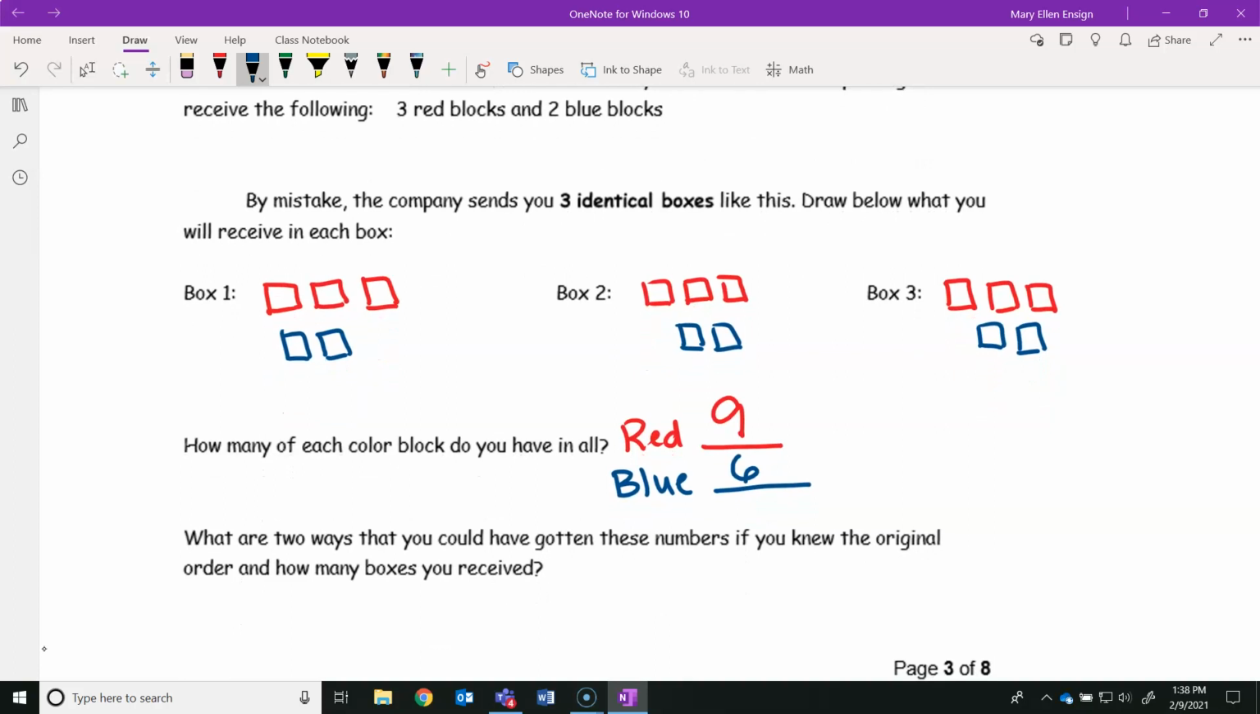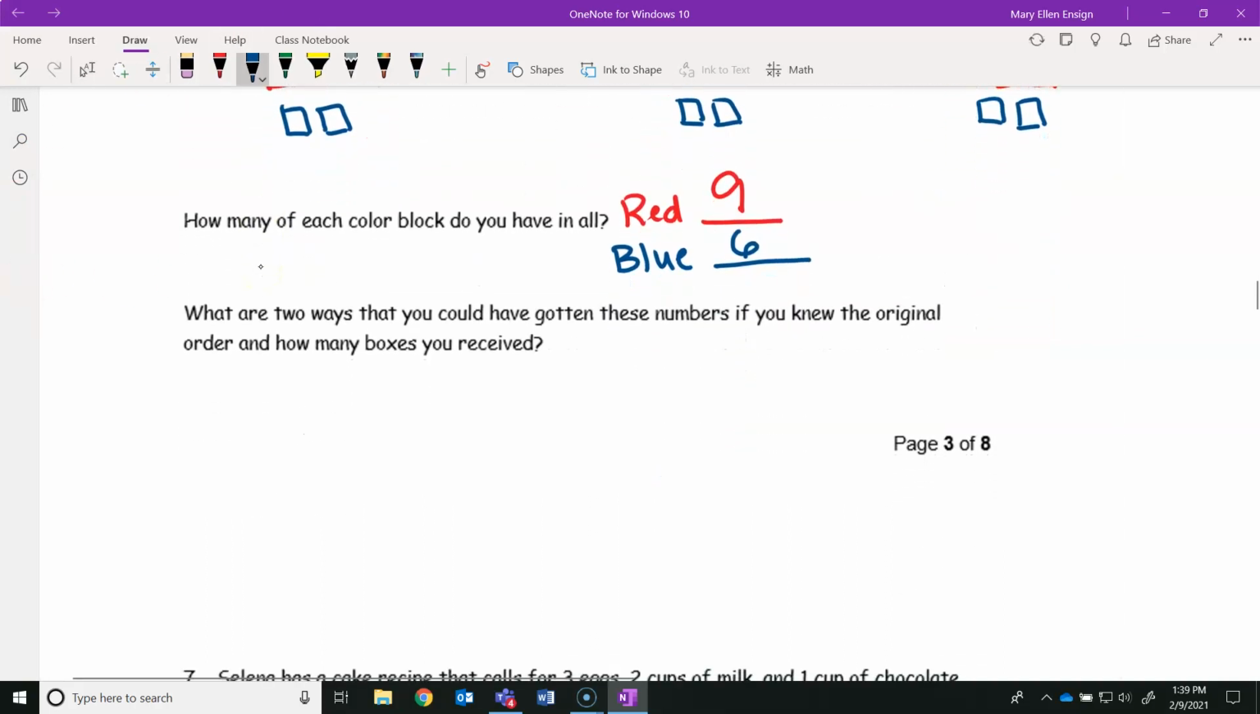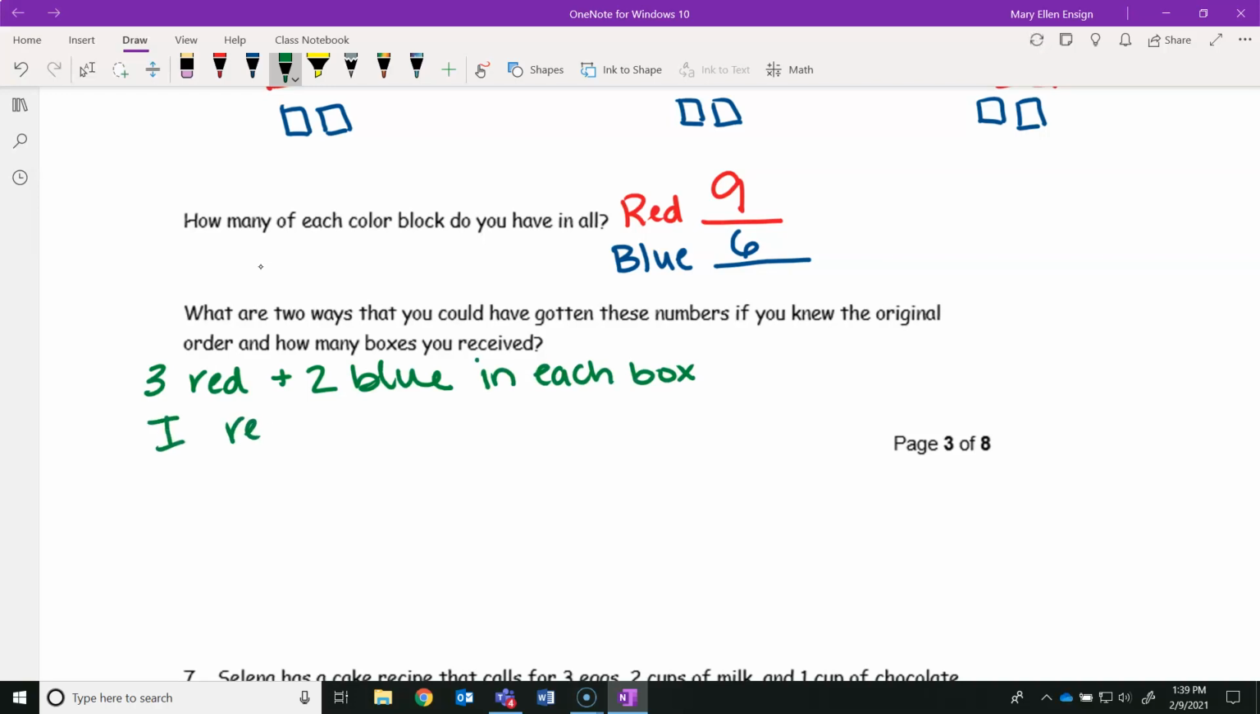Okay, so we could get that just by counting, just by looking at what was in each of these boxes, right? Well, what if I didn't draw it out? But I just knew that originally I had 3 red and 2 blue, right, in each box. I received 3 boxes.